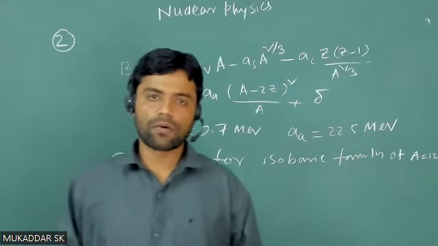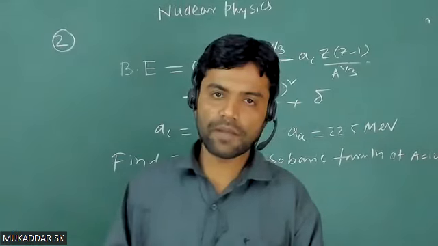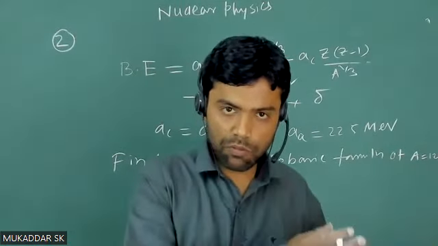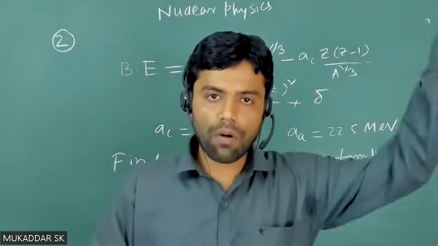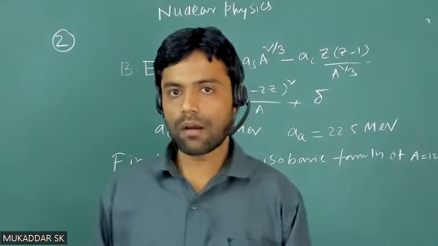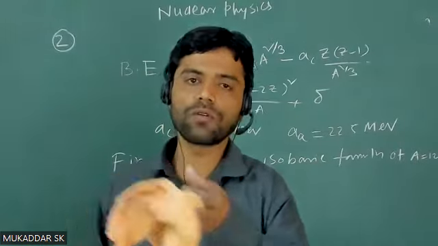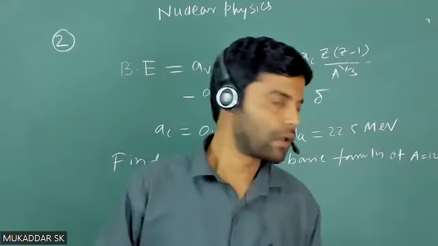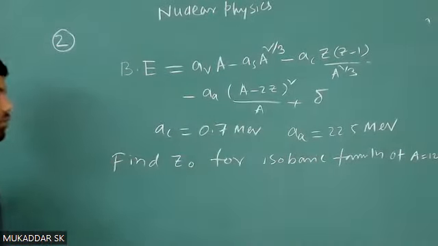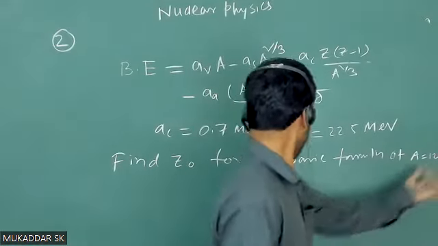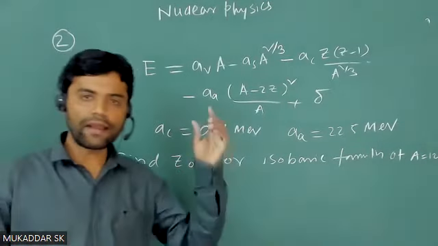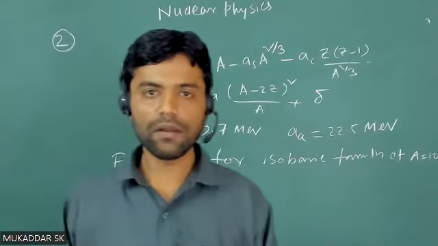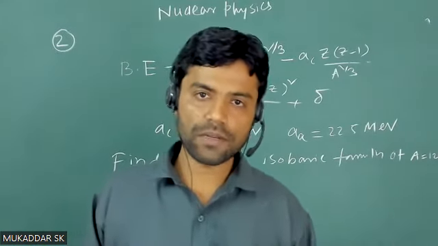So for mass number 125, there are many nuclei having different atomic numbers, but among all nuclei, which will be the most stable, that you can predict from the liquid drop model, okay. So here, corresponding to this mass number, you have to find Z naught. So you can identify for a given isobaric family which one will be the most stable nucleus.